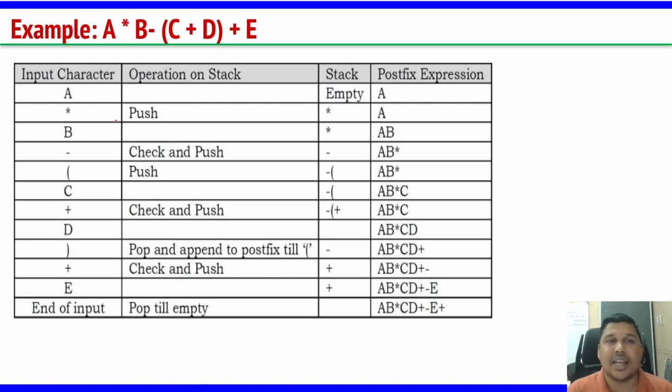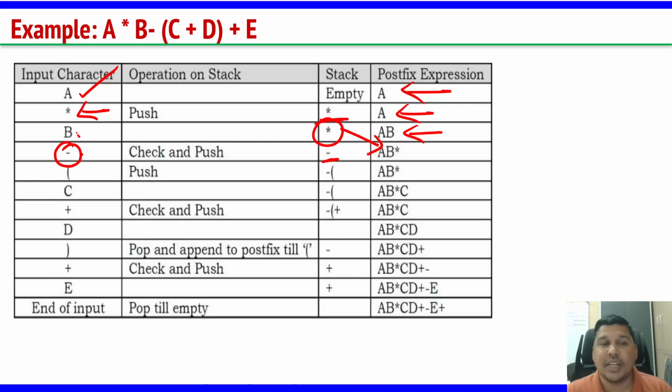Same thing. What is the algorithm here? A character, add it to the output string. When there is a symbol, push it onto the stack, and this remains the same. Then when you have a character, again add it to the output string. When there is minus, compare this minus with the existing stack. Among these two, which one has more priority? Star has more priority. So pop out this star and push this minus into the stack.